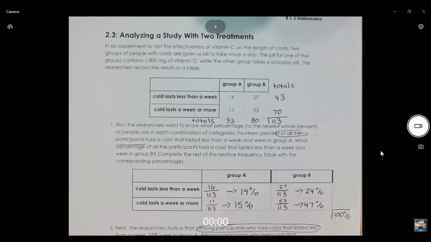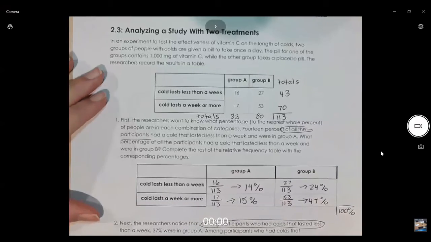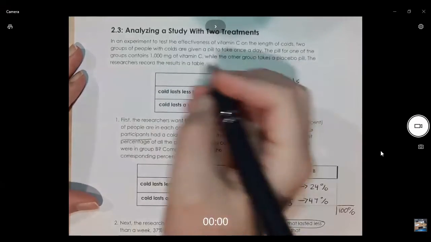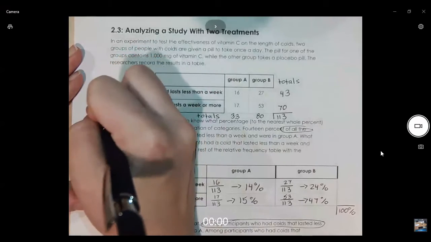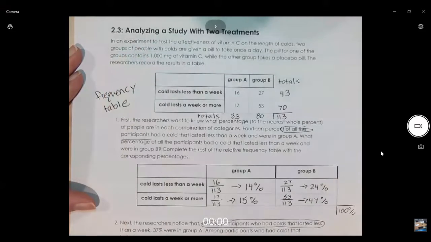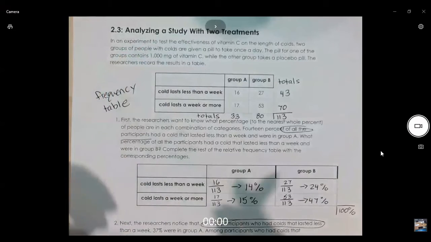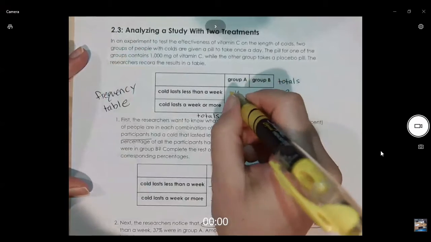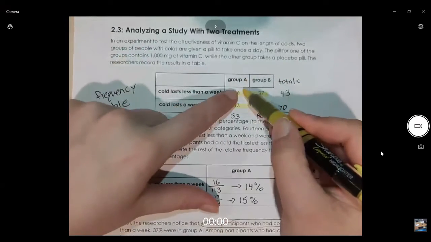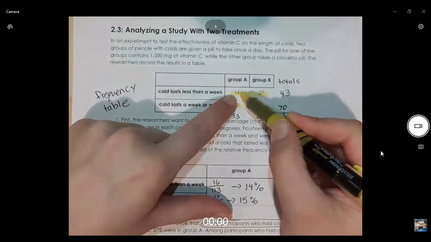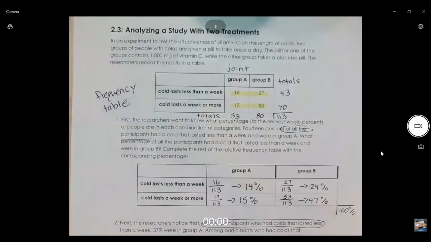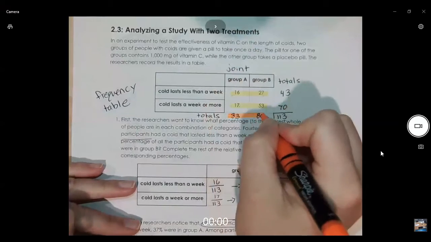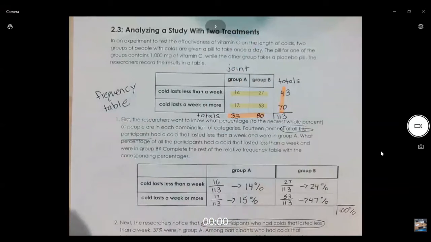I want to go back and give you a little bit of vocabulary that you might hear come up, so that you'll know in case you hear it. This table is just called a two-way frequency table, so just your typical frequency table. But the pieces of the table have different names. So the numbers inside here that join two ideas together, so join group A and colds that last less than a week, they're called joint frequencies. And the ones on the outside, the totals, are actually called marginal frequencies.